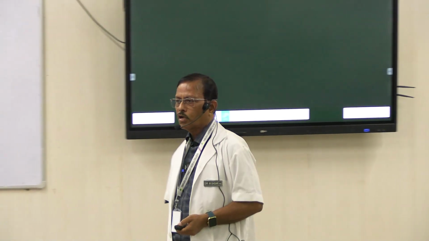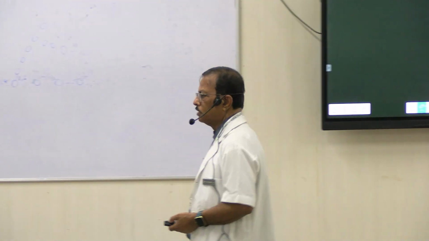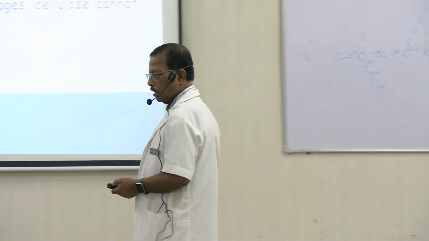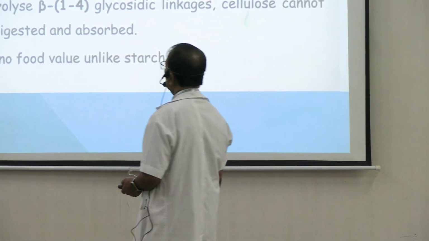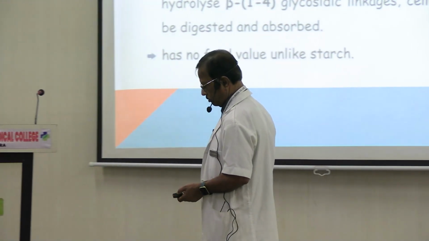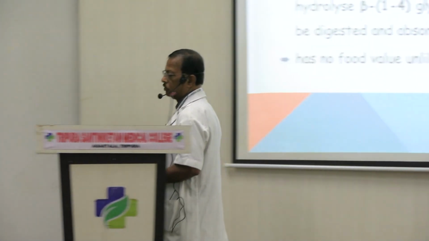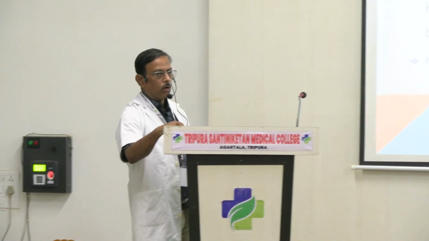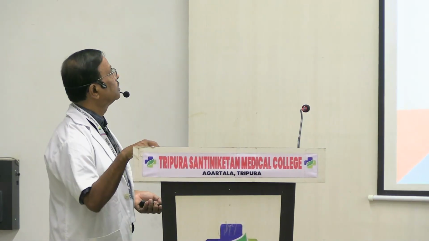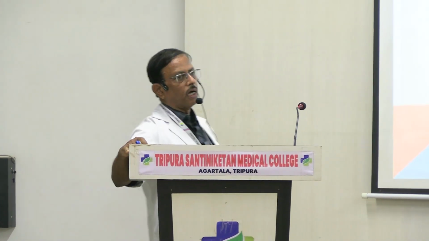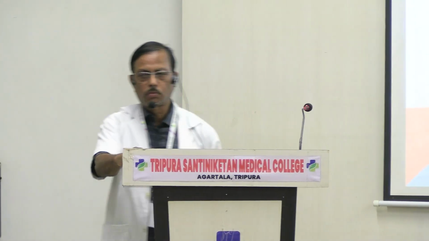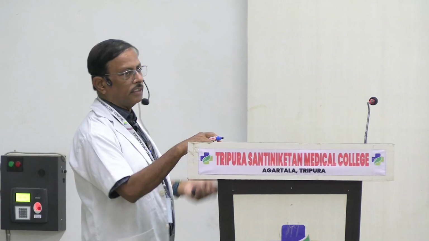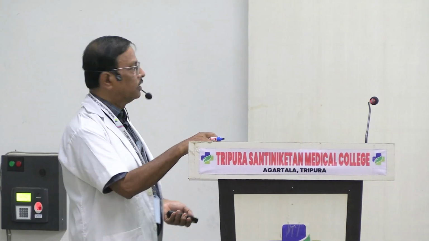Alpha 1,4 glycosidic bond cannot be hydrolyzed by animals, the mammals, so they cannot digest cellulose. But some animals can digest cellulose because some of the organisms in their stomach synthesize the cellulase enzyme, and they can digest cellulose.